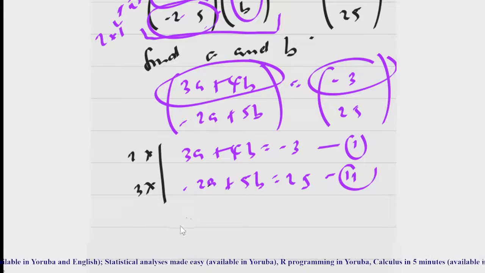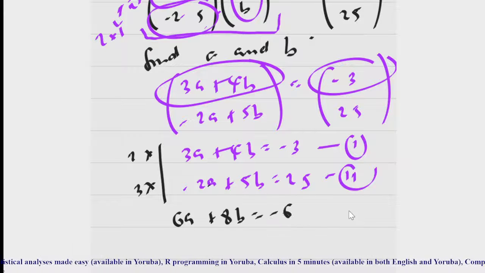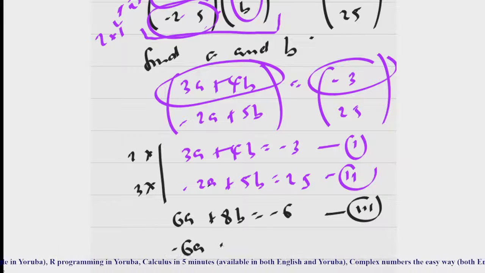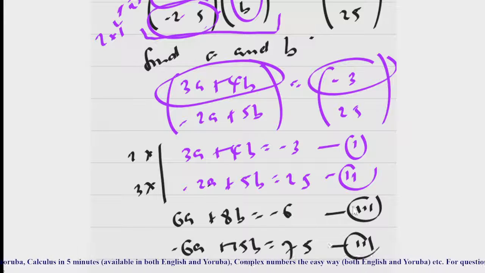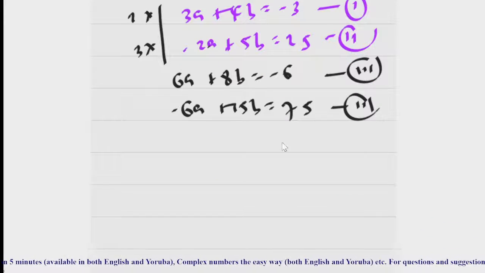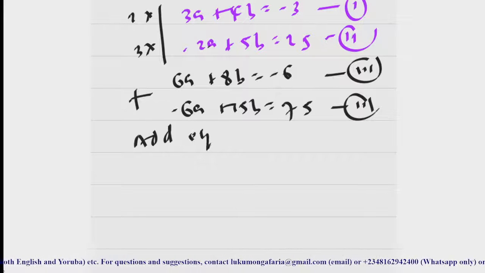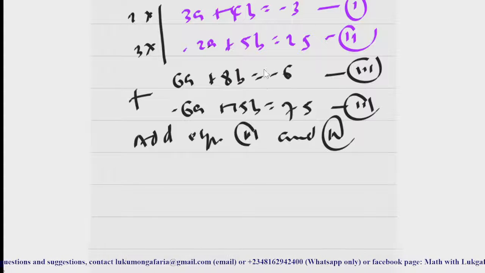So then this guy will go to 6a plus 8b is equal to minus 6. We can call this equation 3. Then minus 6a plus 15b is equal to 75, because 3 times 25 will give me 75. Then you can see that their coefficient is equal. So if I add this guy, they are going to what? They are going to cancel each other. Add equation 3 and 4. This plus this will be 0.